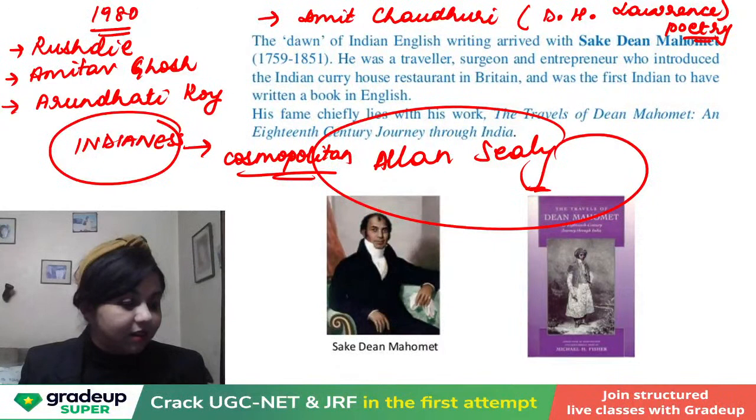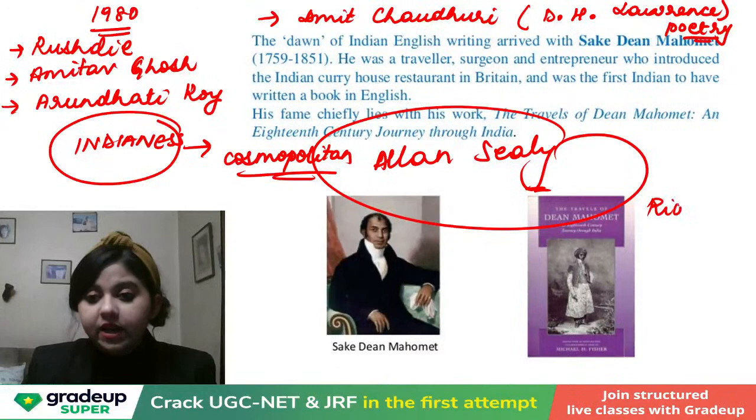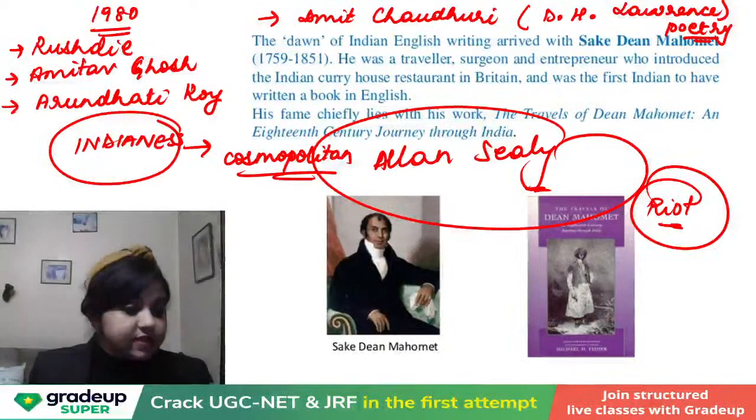Right? And when you talk about, for example, Amitav Ghosh's not just The Shadow Lines, but you get questions from The Hungry Tide. You get questions from Shashi Tharoor's The Great Indian Novel, where he's reworking the Mahabharata, and he's also writing The Riot. The Riot is a novel that he's writing. Upamanyu Chatterjee's English, August has been asked in your entrances so many times. Kiran Desai, The Inheritance of Loss.